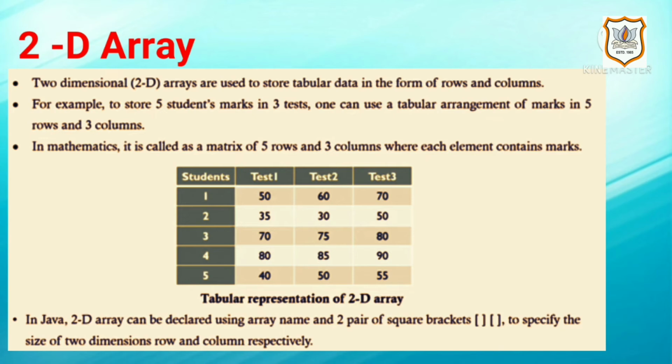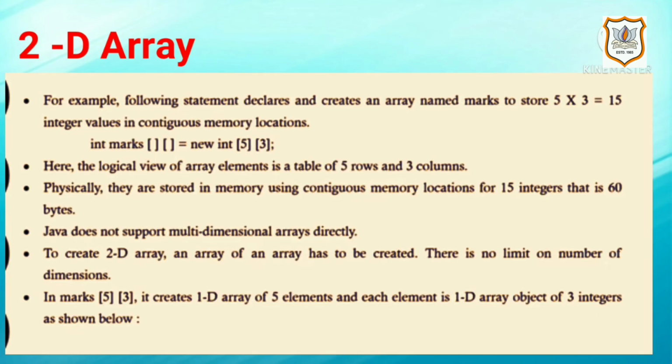In Java, 2D array can be declared using array name and two pairs of square brackets to specify the size of two-dimensional row and column respectively. For example, following statement declares and creates an array named marks to store 5 multiply 3 equal to 15 integer values in contiguous memory location. int marks[][] = new int[5][3]; Here the logical view of array elements is a table of 5 rows and 3 columns. Physically they are stored in memory using contiguous memory location for 15 integers, that is 60 bytes.